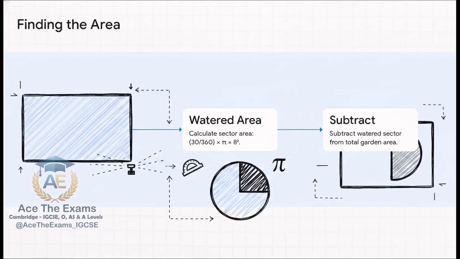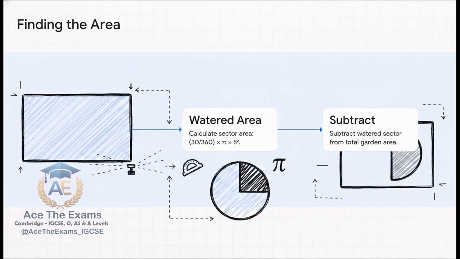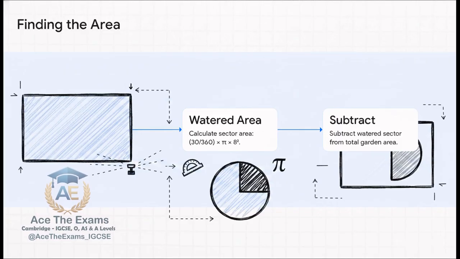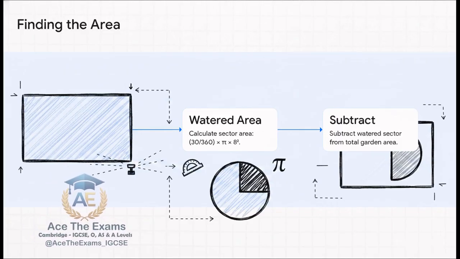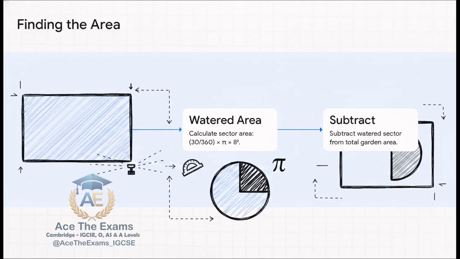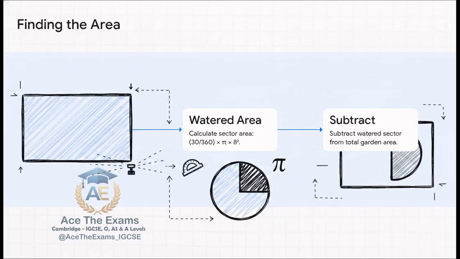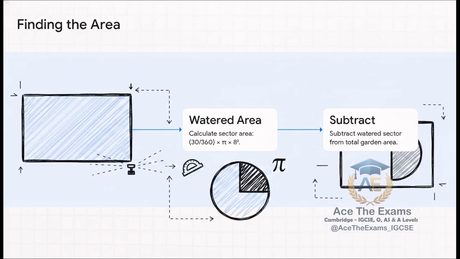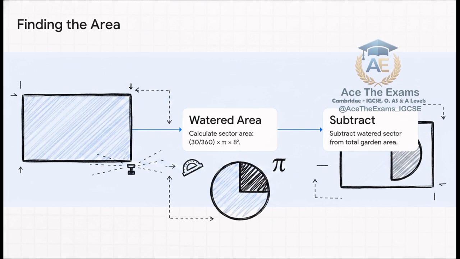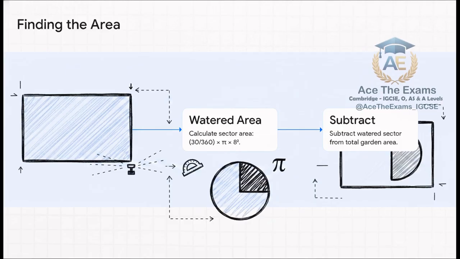So here is our strategic roadmap to solve it. Step 1. Find the total area of the garden by calculating the standard area of the rectangle. Step 2. Find the watered sector area using our new proportional formula, 30 over 360 times pi times 8 squared. Step 3. The final, crucial move, subtract that watered sector area from the total garden area. This proves perfectly that complex, multi-layered questions aren't actually hard at all. They're really just a few simple proportional steps chained together.